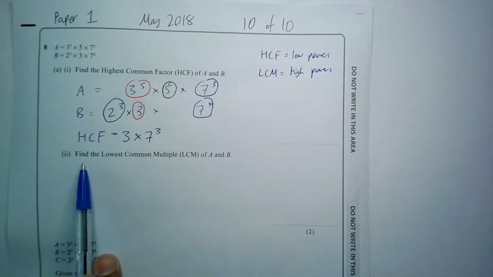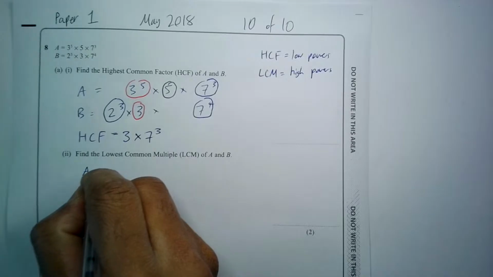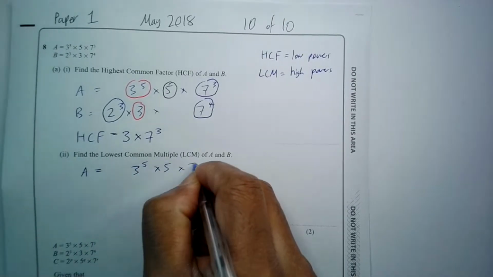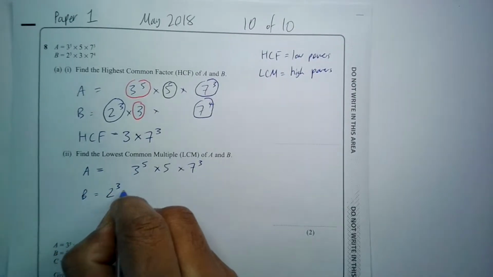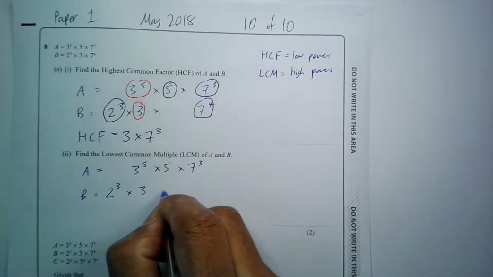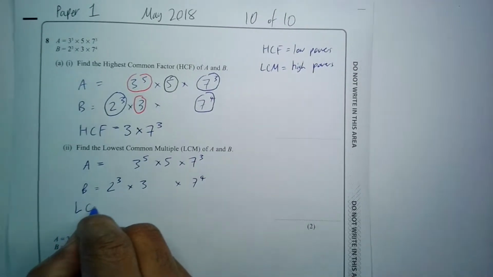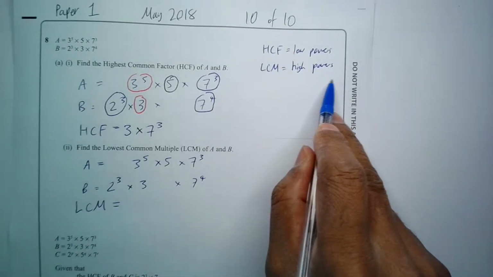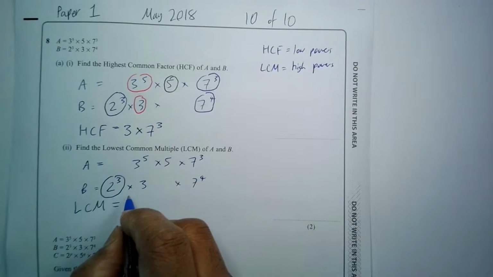Part B, find the lowest common multiple, LCM of A and B. So now I'll just rewrite this again. A equals 3 to the power 5 times 5 times 7 cubed. B equals 2 cubed times 3 times 7 to the power 4. So LCM equals the larger powers. So 2 to the power 3, I'm going to choose that power.